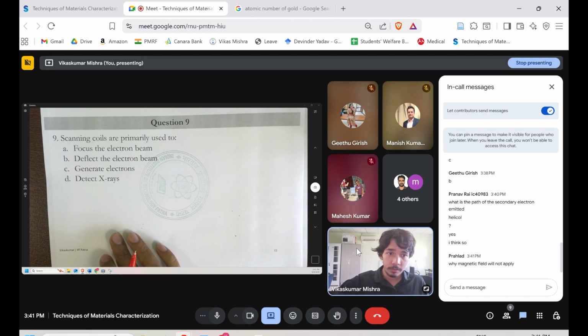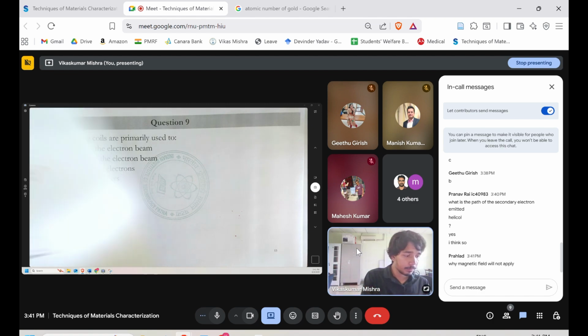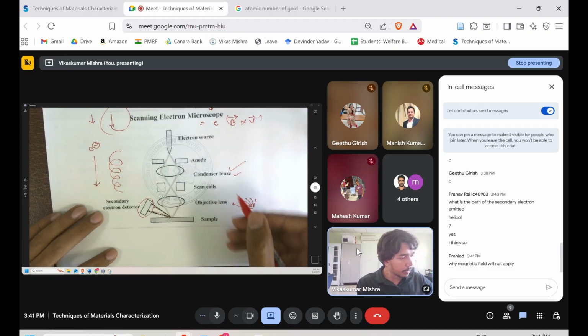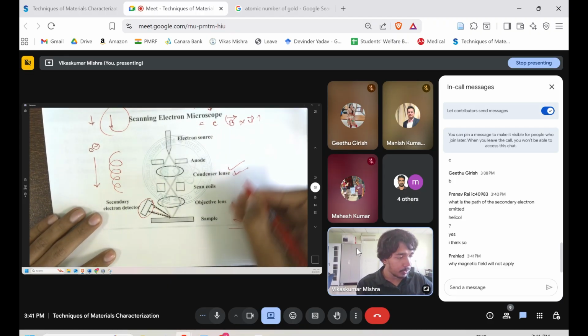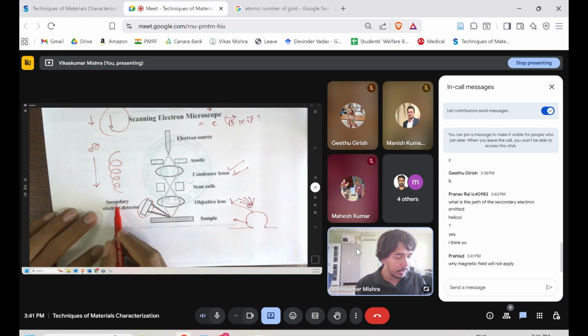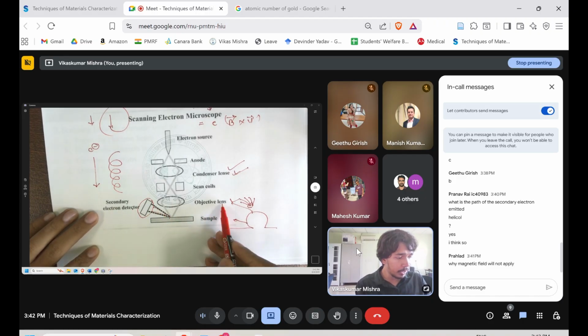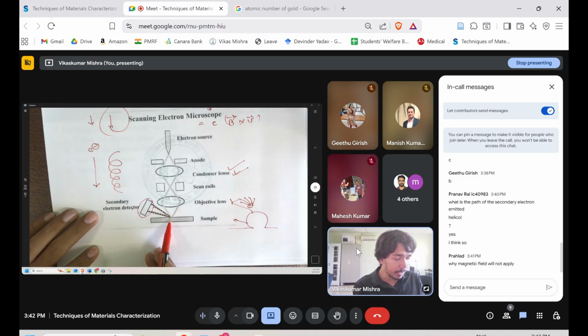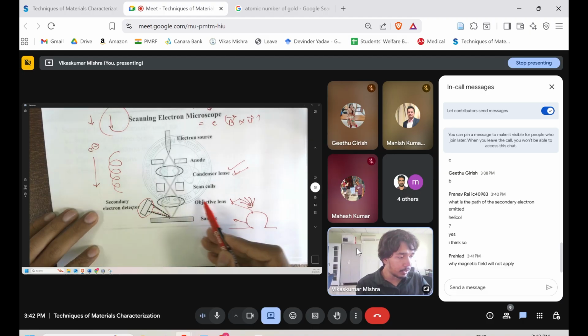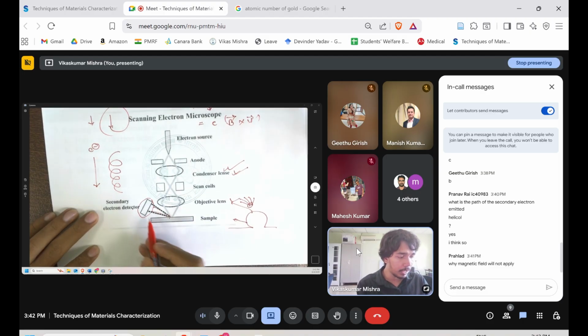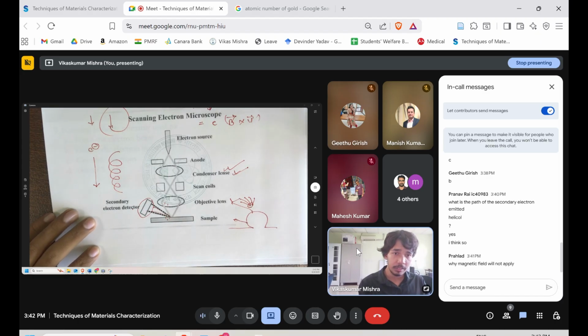Yeah, so I was going to say why the magnetic field will not apply. Because the condenser lens is here, the objective lens is here. We are keeping the secondary electron detector in between them. So from the specimen we are getting the electrons, right? Those electrons are not under the effect of the magnetic field from these two lenses. Our detector is somewhere in between the objective lens and the specimen. That's the reason why it will not be under the effect of the magnetic field.